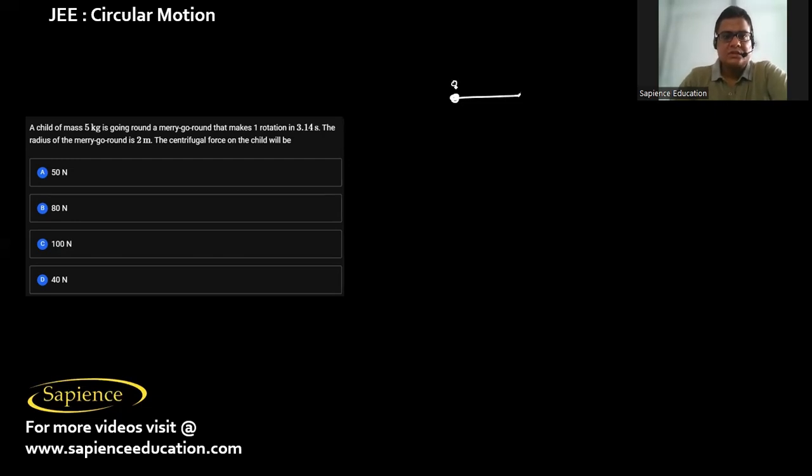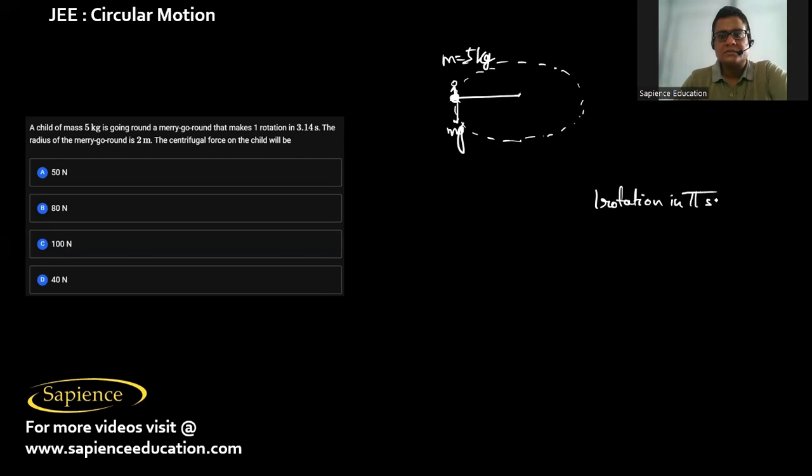So the child is going on a merry-go-round, weight is acting downwards, mg, mass is 5 kg, and one rotation is made in pi seconds. So therefore, the time period is pi seconds. The radius of the merry-go-round is 2 meters.